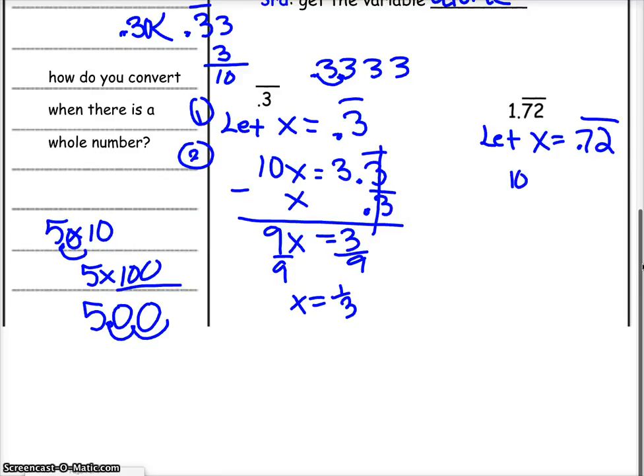So I'm going to say 100 times x equals 72.72 repeat. It moved my decimal 2 spots, but I'm still repeating to infinity. Now I can get rid of the pattern. The pattern is x, because that's what I said. I said let x be the pattern. Now I'm going to get rid of it, but the pattern is really 0.72 repeat.